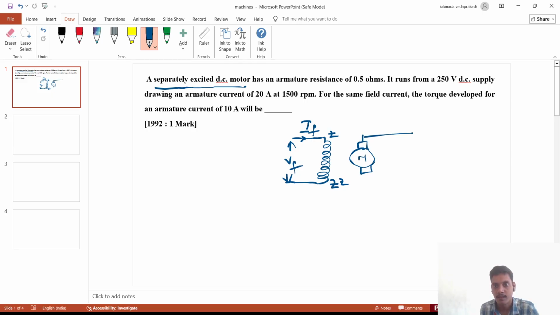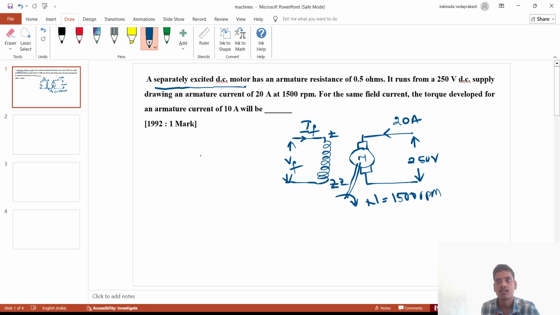The voltage applied to the armature is 250 volts DC supply, it draws a current of 20 amps, and it runs at a speed of N equal to 1500 rpm. So what we need to find out is the torque, for the same field current.